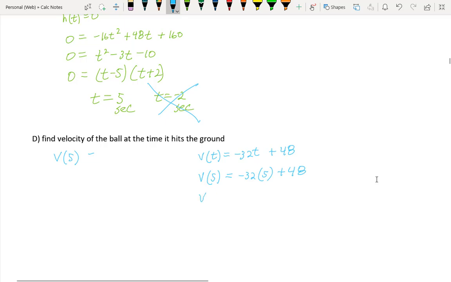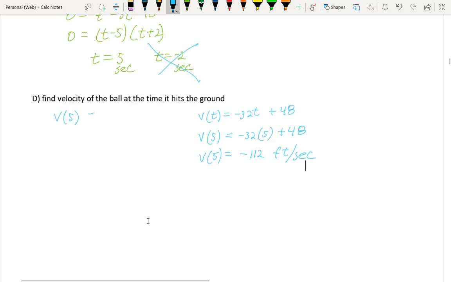All right. So v of 5, if we do a little bit of math here, we end up with the number negative 112 feet per second. That seems pretty fast to me. Okay, now remember, that's velocity. That tells me that it's coming down, which makes sense, because at the 5th second it hits the ground. And so the velocity should be negative if it's coming down. However, on the other hand, the speed of this thing is 112 feet per second. All right? Like I said, that seems pretty fast. I'm not sure I'd want to get hit by that guy.